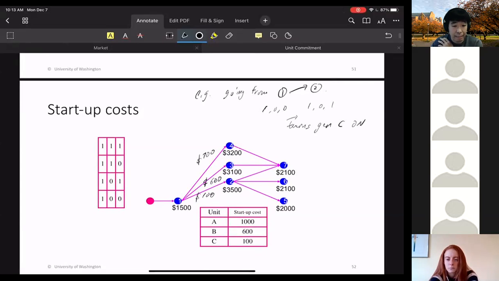So these are the startup costs. Each time we go from one hour to the next, we're turning some generators on and some off, and we may have different costs depending on which generator we start. Similarly, going from 2 to 7, we are turning generator B on, so this arrow has another $600 startup cost.